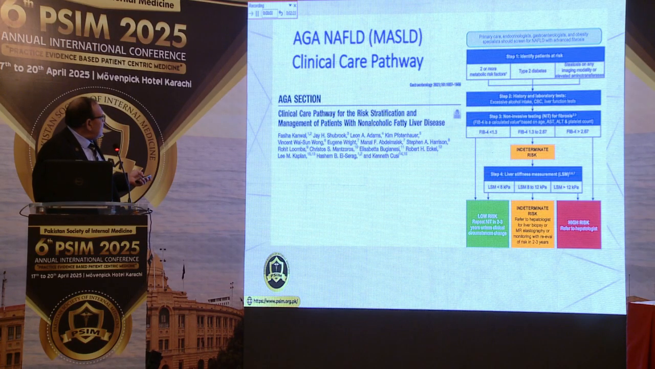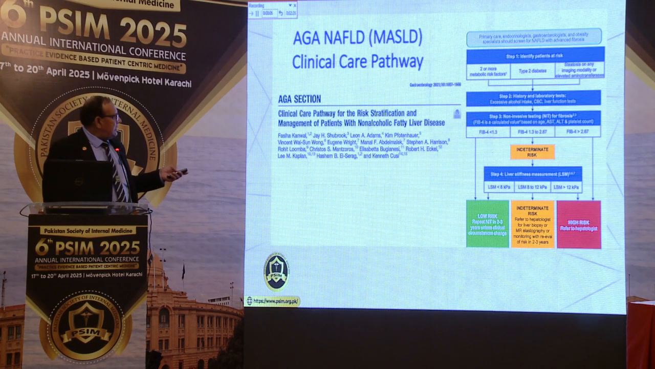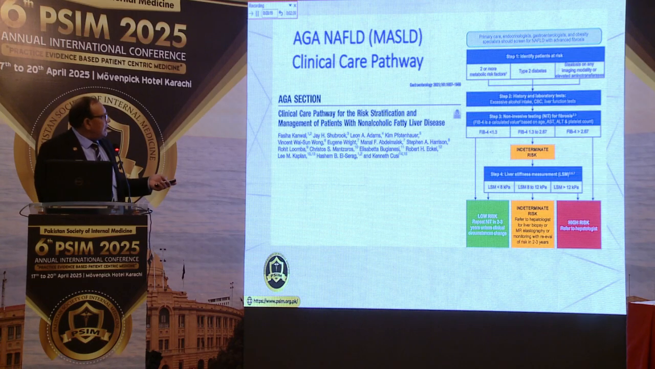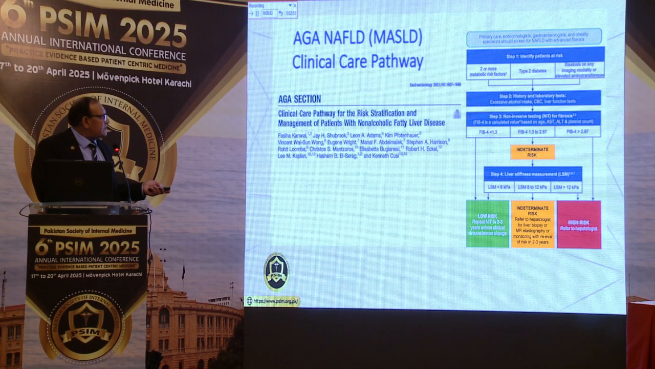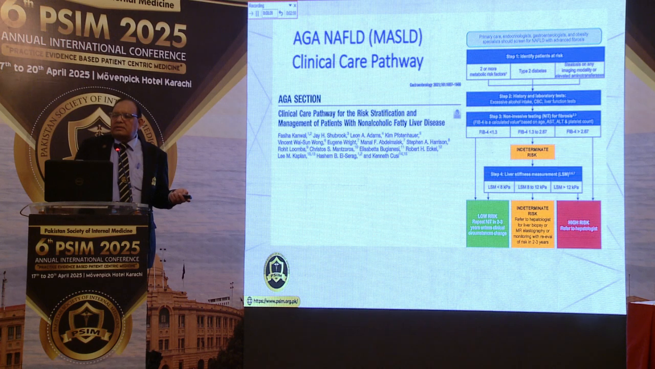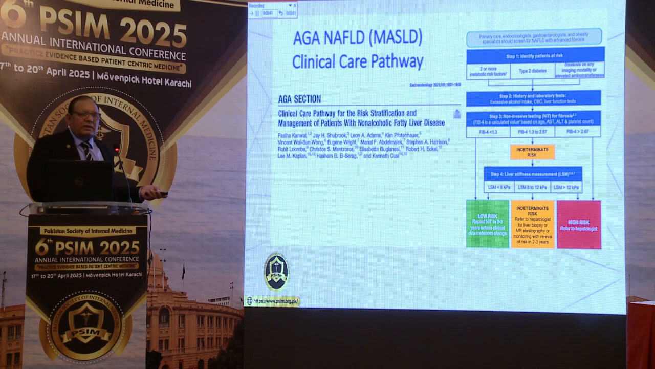The American Gastroenterological Association, Fasiha Kanwal et al., presented the algorithm. You have to identify patients at risk, like two or more metabolic risk factors, or type 2 diabetes, or steatosis on any imaging modality. Step 2 is history and physical examination, alcohol intake, CBC, liver functions. Then step 3 is non-invasive testing for fibrosis, like FIB4. You will need only ALT, AST, platelet count and age, and you just add all these in the FIB4 calculator on the mobile, and it will be calculated.